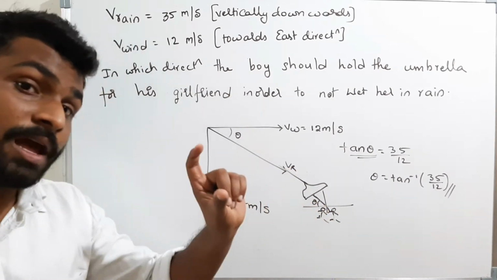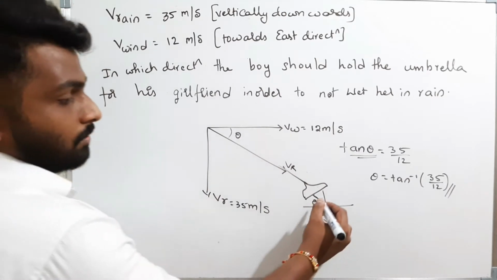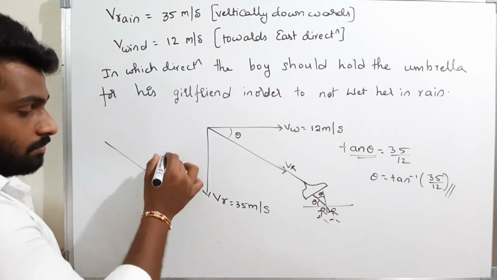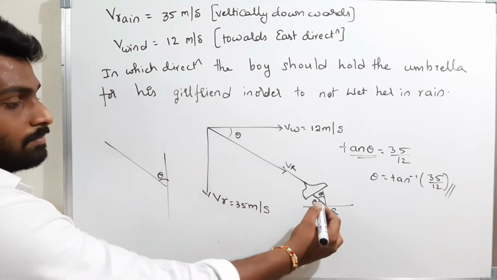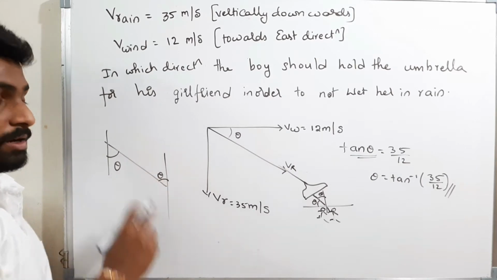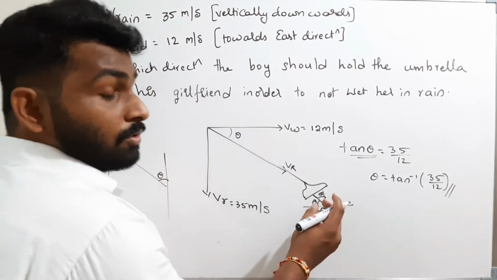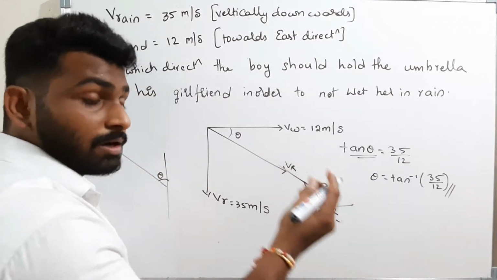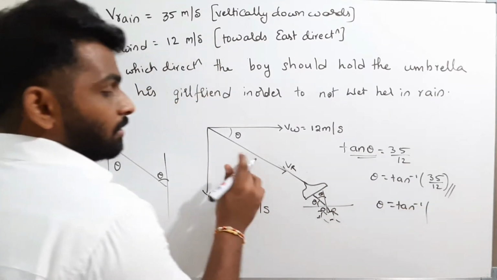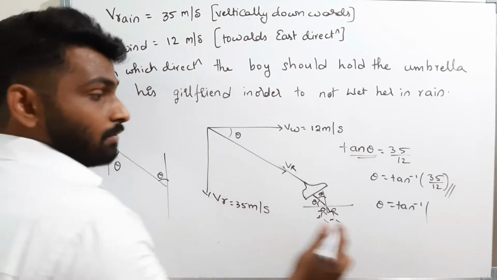If they ask what is the angle made with the vertical, then if this is theta, what is this angle? This angle is theta as well, alternate angles. Therefore, if they ask to find the angle made by the umbrella with the vertical, then theta is equal to tan inverse 12 by 35.